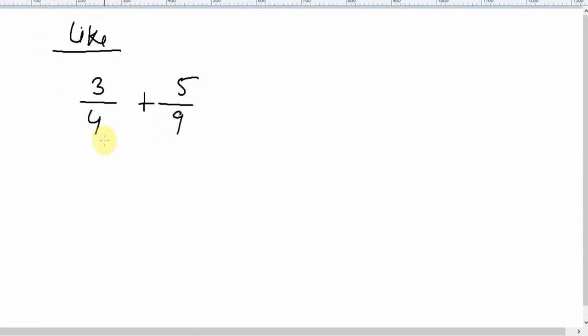Whether they are like? No, we cannot add them. So how do we add them? Simple thing. First, you have to check whether they are like. If they are unlike, the second thing we check. First, we check whether they are like or unlike. Number one.